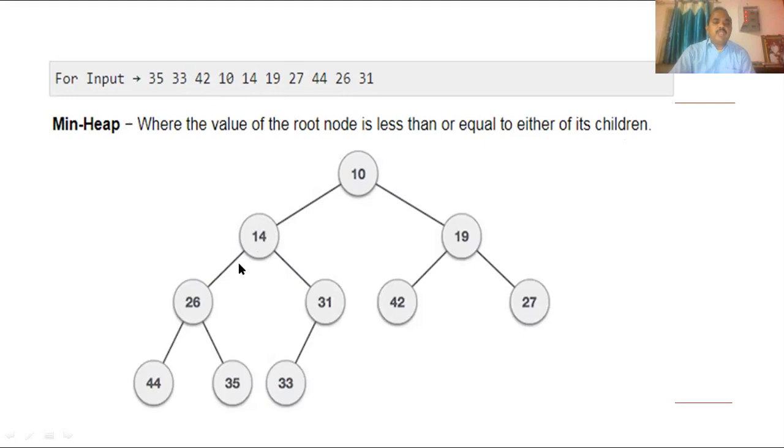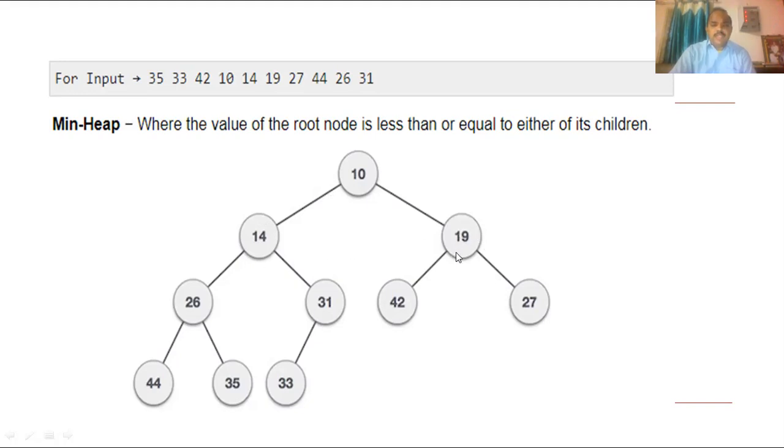Then 14 is greater than the root, 26 is greater than the root, and all these elements are greater than 10. Clear? So in this example, this is a minimum heap. Take the left subtree. Which is the parent? 14. Is there any element less than 14? No, this is a minimum heap.